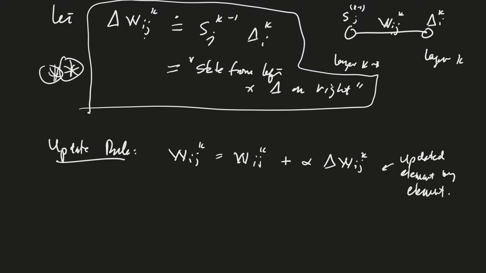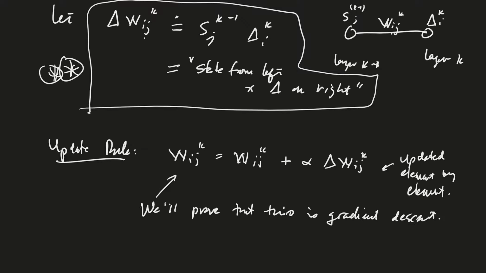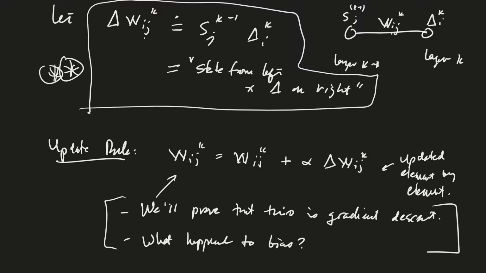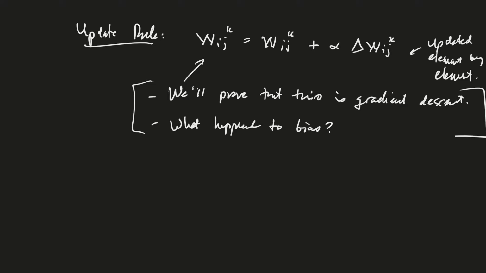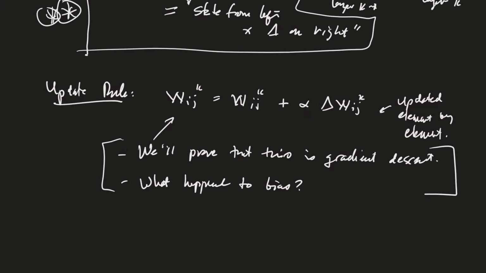Okay, and what we have not proved yet also is that this is actually gradient descent. We'll prove that this is gradient descent. Also we need to determine what happened to the bias terms. Okay, so those are the two things we still need to figure out. Good, but before we do, let's see if we can make this update rule in matrix form instead of scalar or element by element. So how would I make the update rule work? I guess we need to work on this one first.